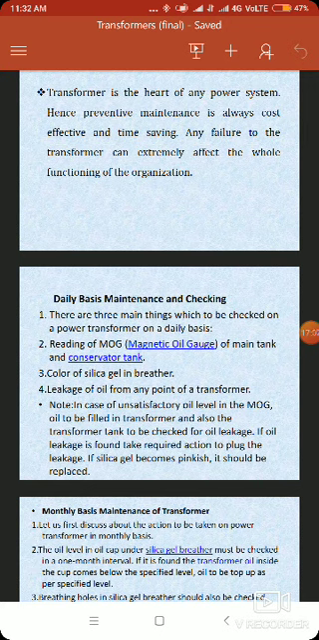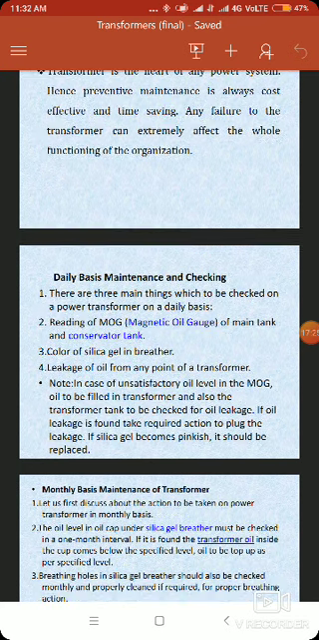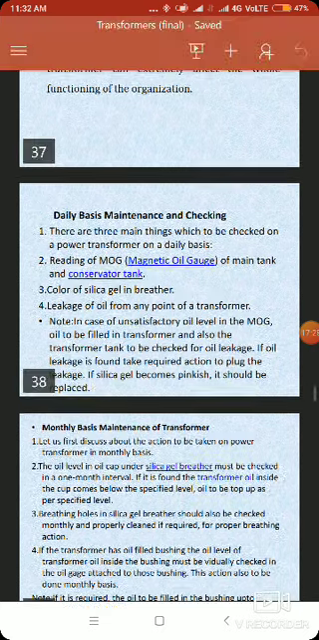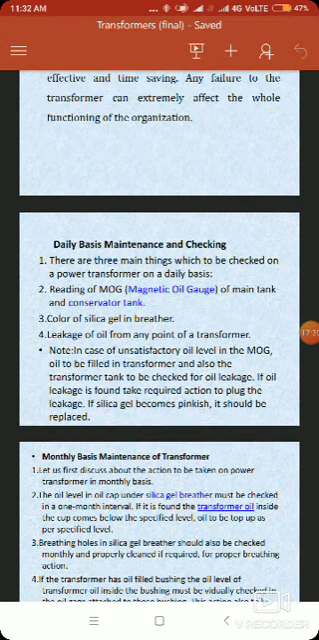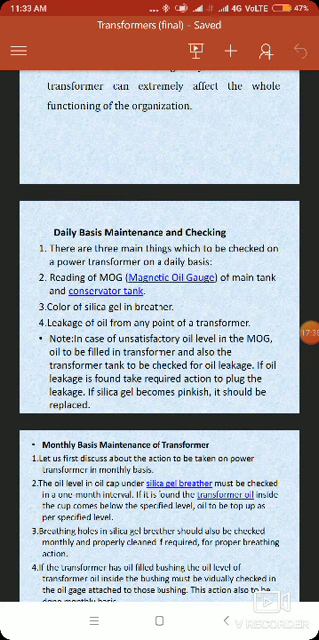Then we check the color of the silica gel in the breather. Normally it's blue, but sometimes it turns light pink or so. It is advised that the silica gel be changed. Then if we have any leakage from any point of the transformer, in case of any unsatisfactory oil level in the MOG, oil is to be filled, and the transformer tank is to be checked for oil leakage. If oil leakage is found, corrective action is to be taken to plug the leakage. If the silica gel is pinkish, it should be replaced.